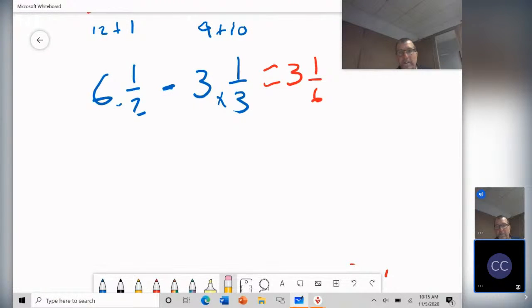Okay? So what I'm going to do, you guys, is post just some subtraction of mixed numbers so you can practice all the steps that we've done up until this point.